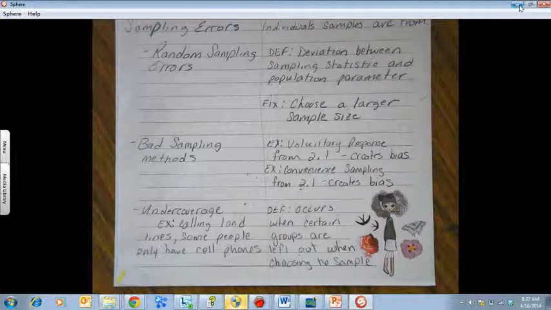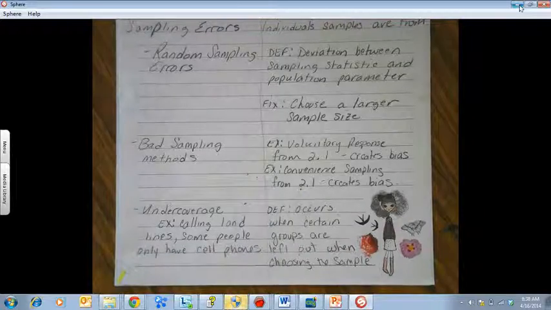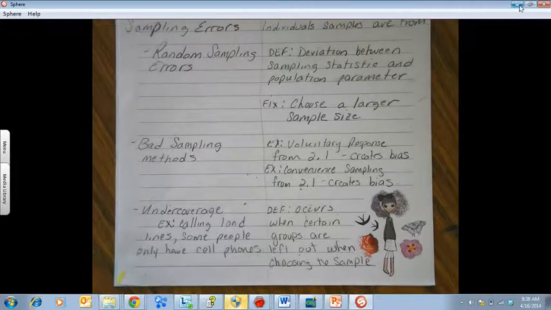Undercoverage. This is going to be the last sampling error. It occurs when certain groups are left out when choosing a sample. Like calling landlines, everybody who doesn't have a landline is going to be left out of that sample, right? Which in this day and age is huge. A lot of people don't have landlines, they just have cell phones. That would be like one of the undercoverage.